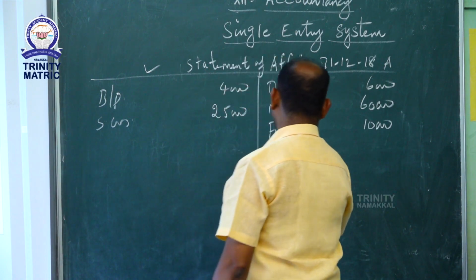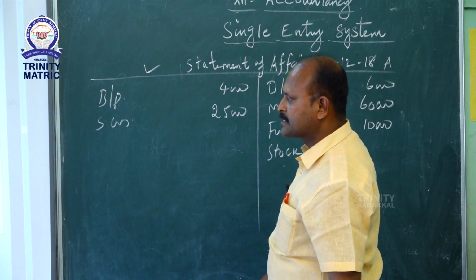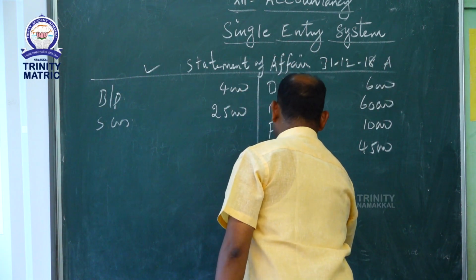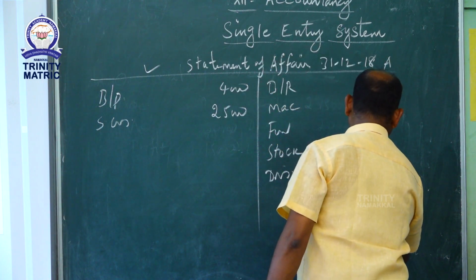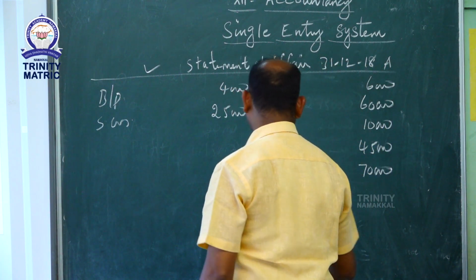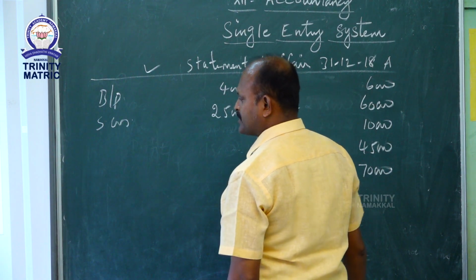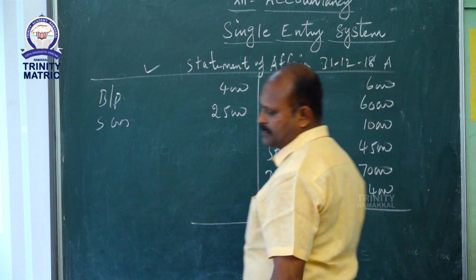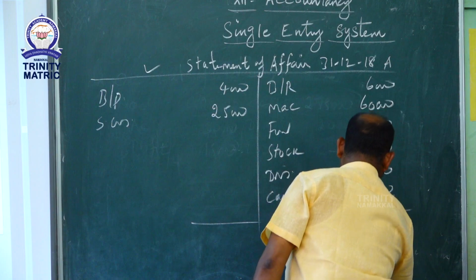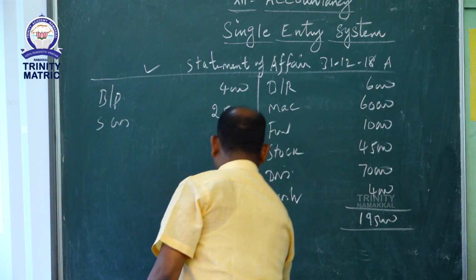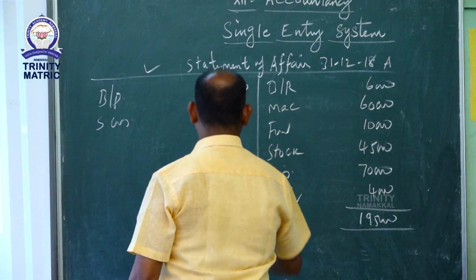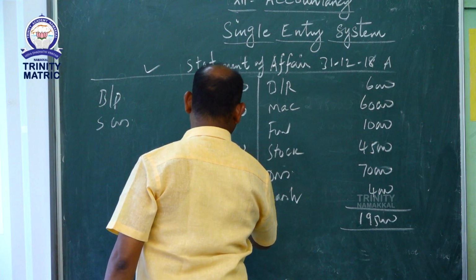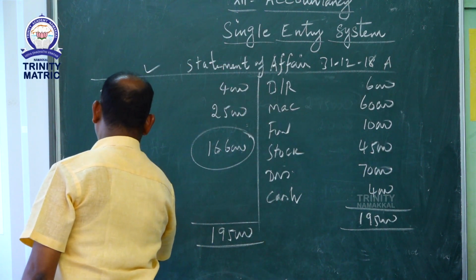And next is the stock. It is a current asset, so it comes on the asset side. The value of the stock is 45,000. And next is the debtors. It is also a current asset. The value of the debtors is 70,000. And next is the cash. It is also a current asset. What is the balance of the cash? 4,000. Now, how much is the total? 1,95,000. The total, 1,95,000. So, what is the difference? 1,66,000. So, this is the capital.